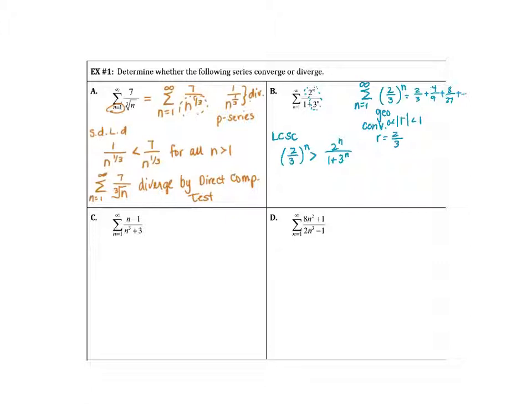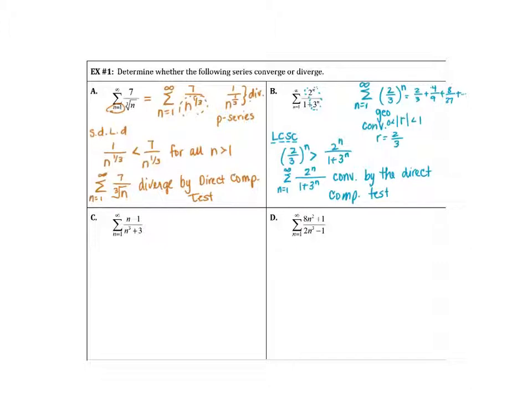And so now we have larger converges, smaller converges. So now we can again say that from n equals 1 to infinity, 2 to the nth over 1 plus 3 to the nth converges by the direct comparison test. Okay, let's look at another example.